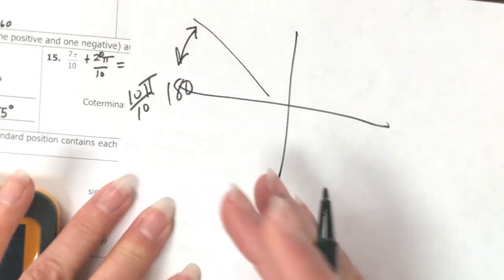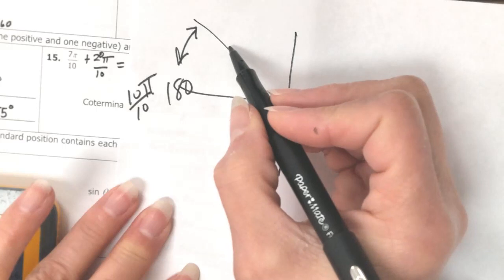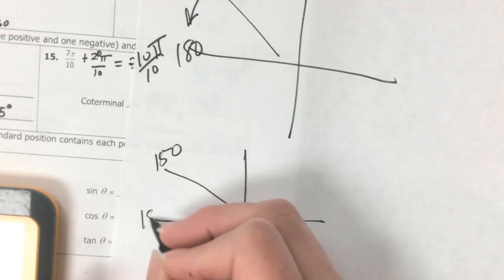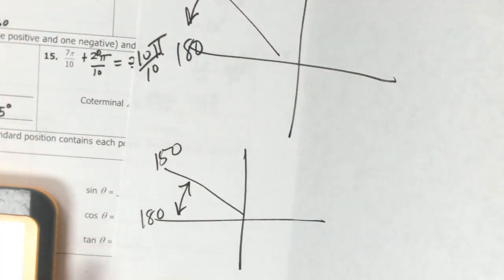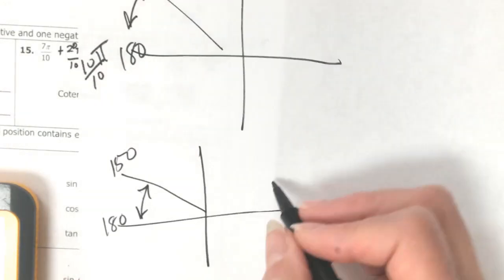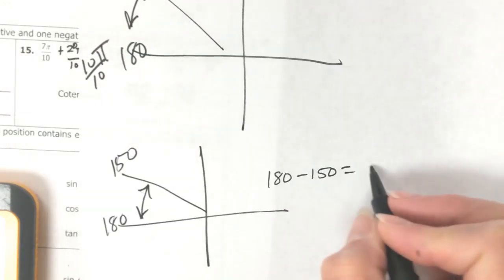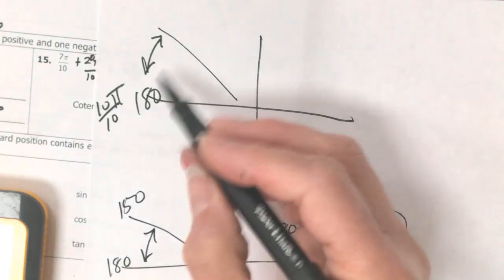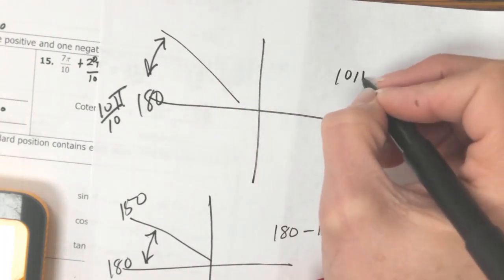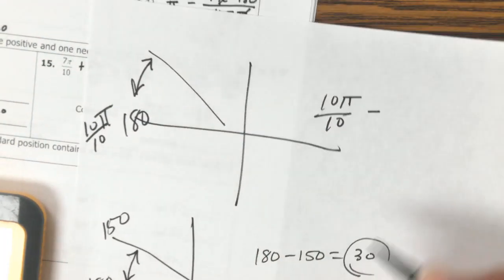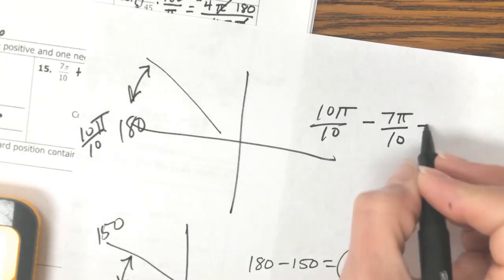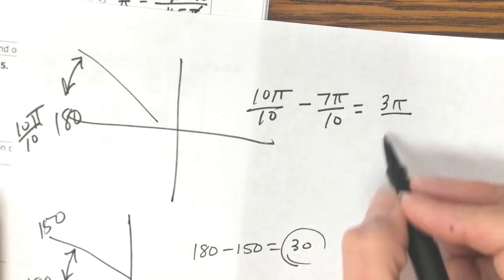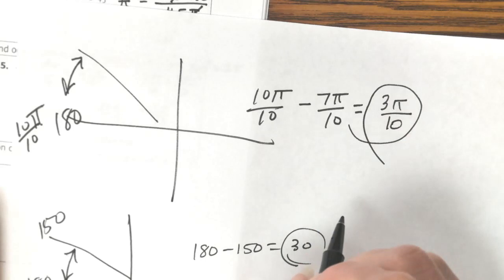Well, think about it like this. If I had 150 here, let's just pretend for a minute. If I had the number 150 in degrees and that was 180, wouldn't it be a difference of 30? Wouldn't you just say 180 minus 150 is 30 and that's the reference angle? So in this one, you would really just take your 10 pi over 10 and subtract the angle, which was 7 pi over 10. Now, this is one way to do it. There are others, but this would give you 3 pi over 10, which is, in fact, the reference angle.